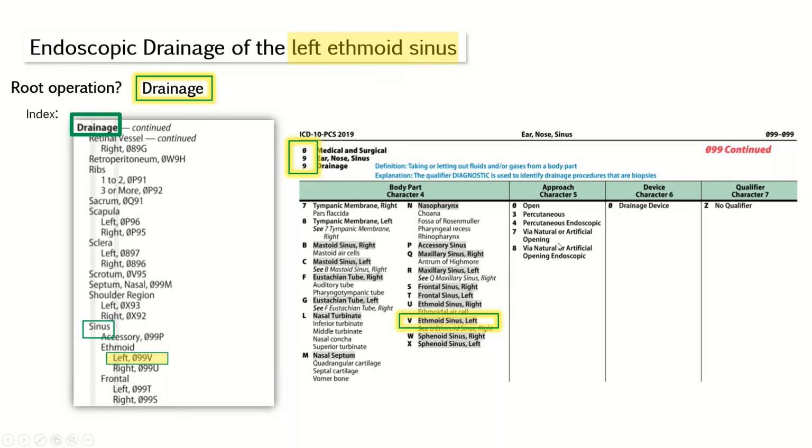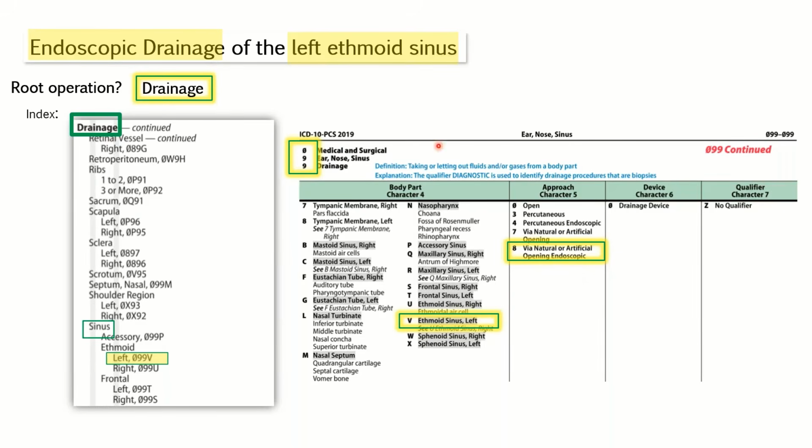Very specific. Okay, coders, I'm going to let you tell me what you think the approach character is. What is character 5? Is it open, percutaneous, percutaneous endoscopic, via natural or artificial opening, via natural or artificial opening endoscopic? All right, coders, what say you? If you said via natural or artificial opening endoscopic, that is correct.